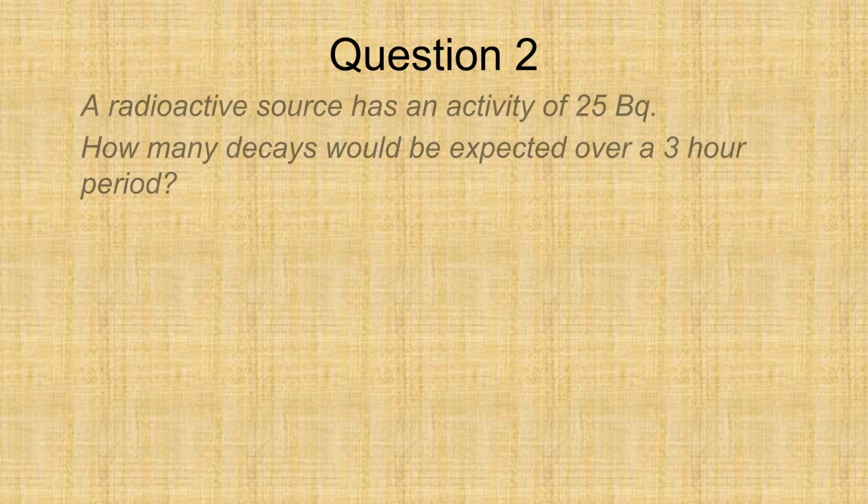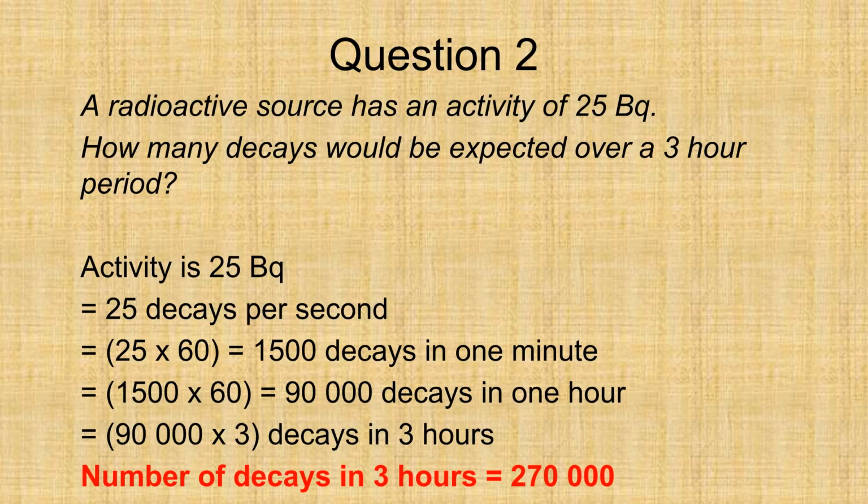Here is question 2. A radioactive source has an activity of 25 becquerels. How many decays would be expected over a 3-hour period? With an activity of 25 becquerels, that's 25 decays per second. Converting to hours, we find the number of decays in 3 hours is 270,000.